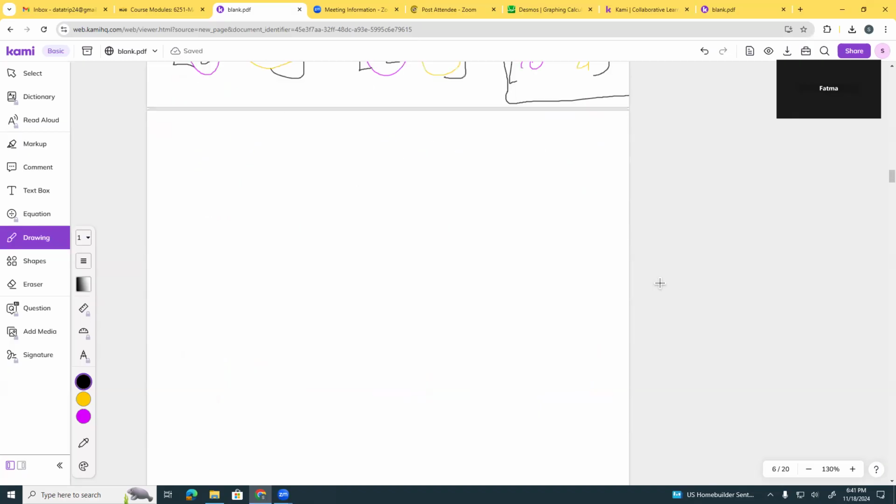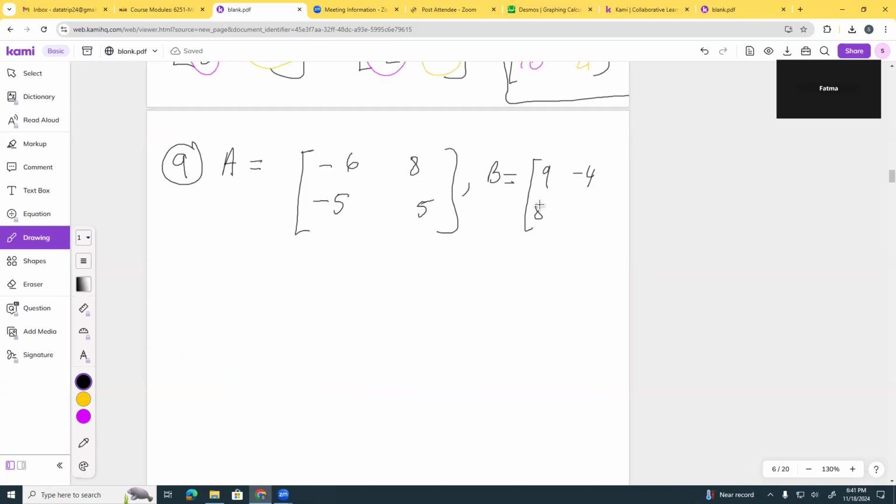So question 9. Question 9 on the test is, again, a matrix question. A is negative 6, 8, negative 5, 5. And we have a B, and B is 9, negative 4, 8, negative 9. Now this one says, solve for X, where X plus B is equal to 3A.